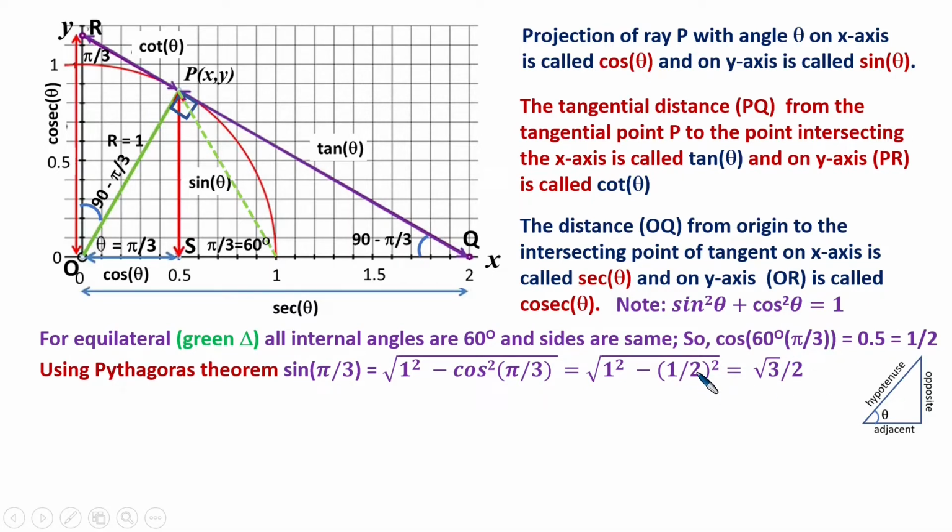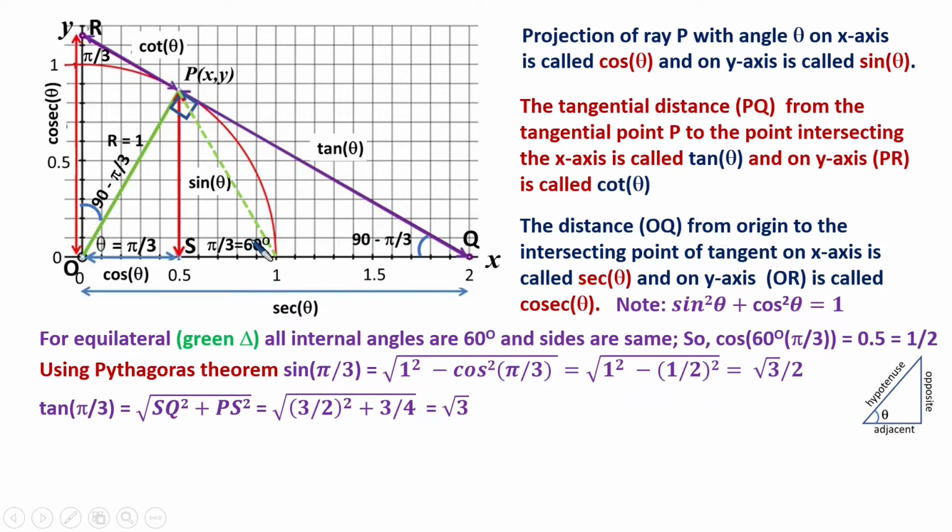So this becomes 4. So 4 minus 1 is 3. So square root of 3 divided by square root of 4, which is 2. So now I know what is sine of pi by 3. So I have found cos of pi by 3 is half, sine of pi by 3 is root of 3 by 2. So now we can find out tan pi by 3. This is the distance from P to Q, which is tan pi by 3.